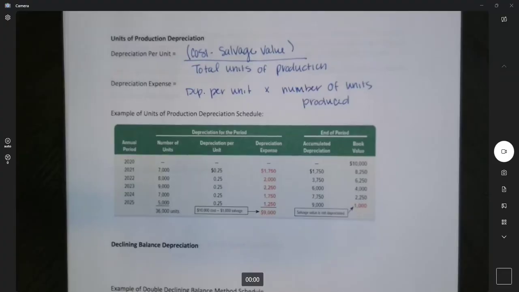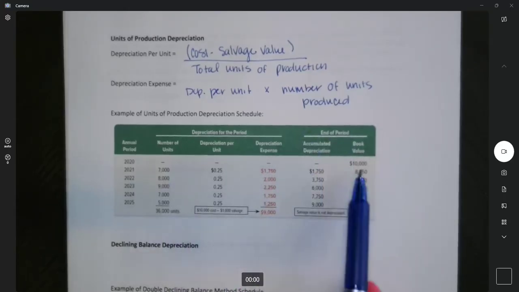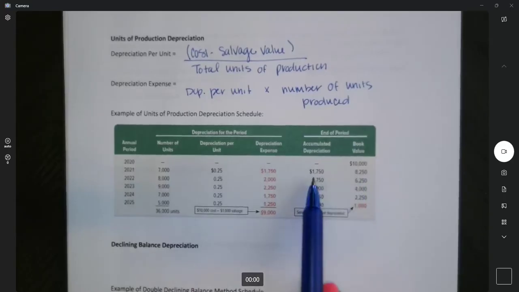We have an example of a units of depreciation schedule down below. In this particular example, the depreciation per unit is 25 cents. We would multiply it times the number of units in that year to get the depreciation expense. On all of these, at the end of the period, the book value will be updated based on the original book value minus any accumulated depreciation.